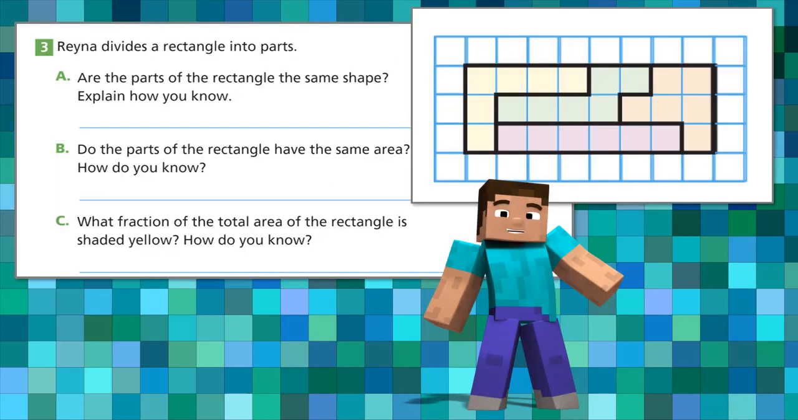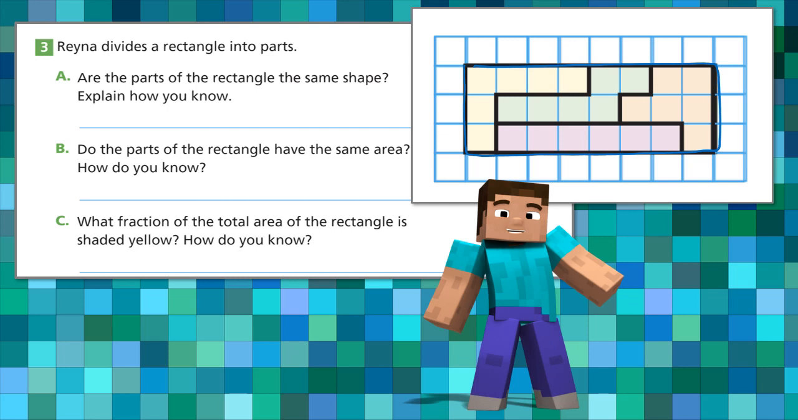Number 3, Reina divides a rectangle into parts. A, are the parts of the rectangle the same shape? Explain how you know. Well, let's take a look. I have my figure here on the right side of the screen. Okay, and that is my whole rectangle. But my whole rectangle is divided into different parts.